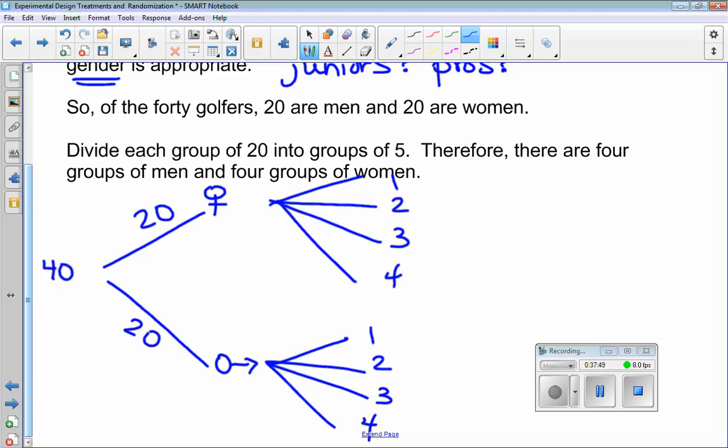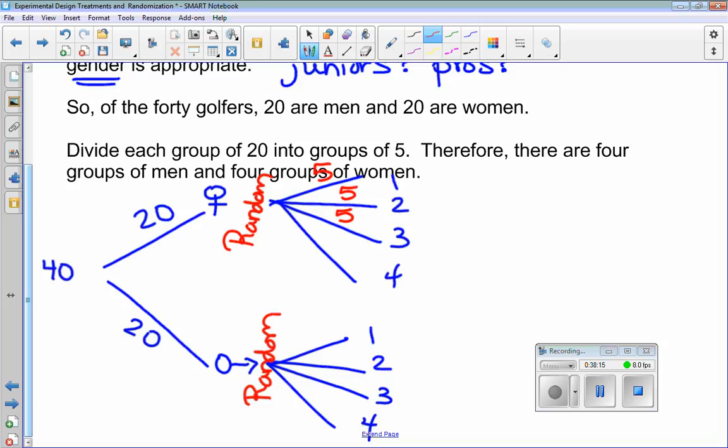Oh, by the way, we don't randomize whether they're male or female. What do we randomize? Which group they go in. So we're going to randomize here. Would you agree? And we're going to randomize here. Where you randomize is important. And then how many, if we have 20 divided by 4, 5, right? So we're going to have 5.